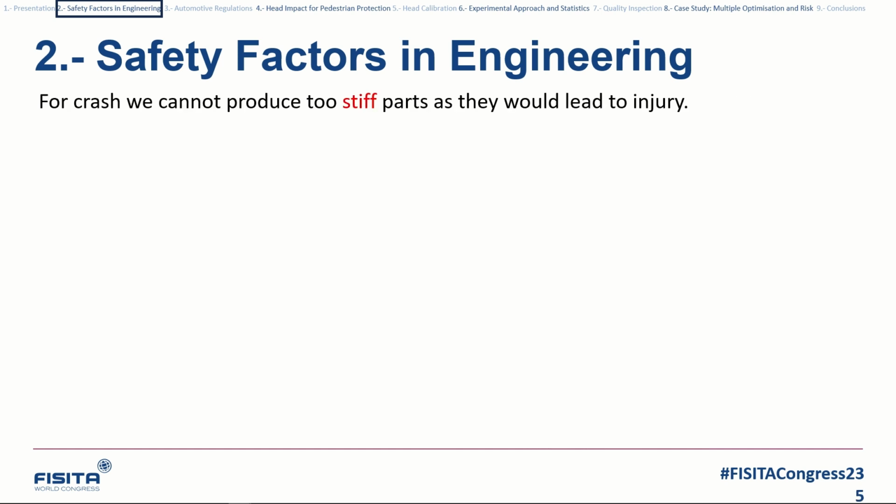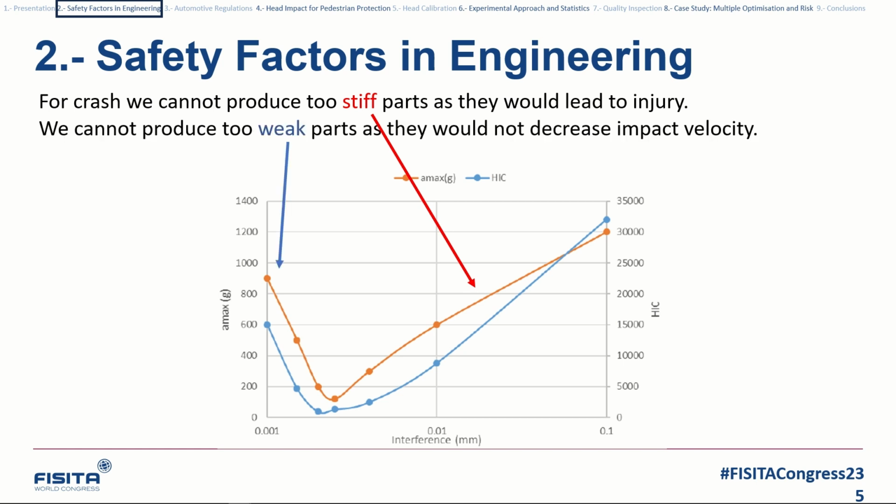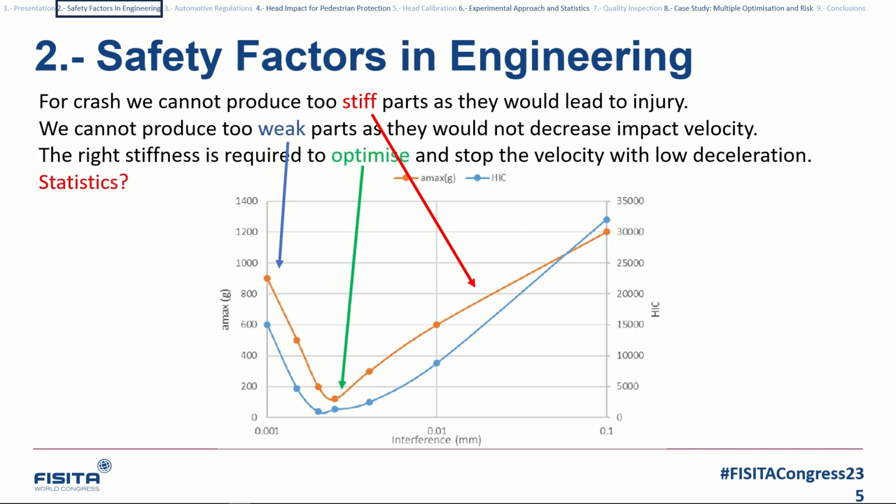So what happens with crash? If we design something that is too stiff, then we will have very high decelerations or a high head injury criterion. But if we design something too weak, then we will not decrease the impact velocity, and we also will have large decelerations and a large head injury criterion. There is a possibility to find an optimal value or optimum stiffness where we can meet some requirements. But do we have statistics for this point? Is this point just a concrete value that we can repeat?